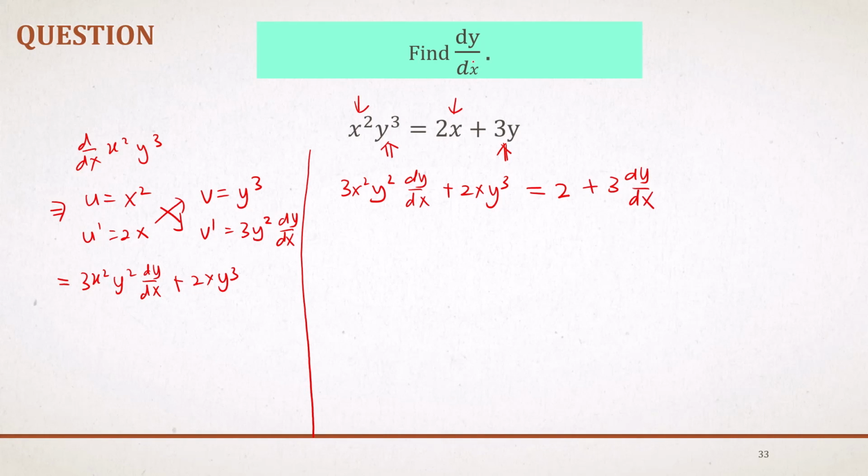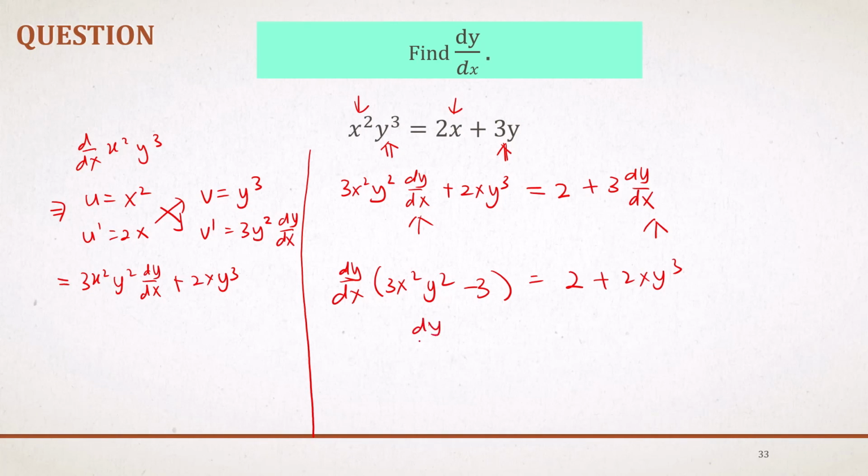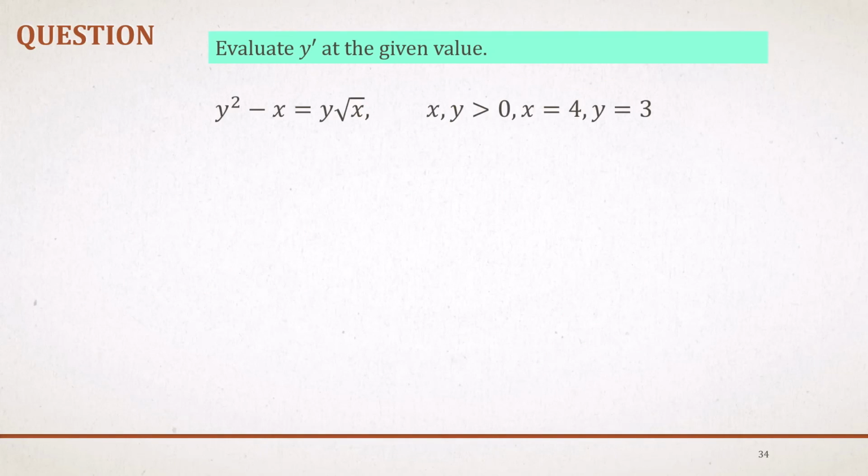Because the question is asking for dy/dx, I need to collect them back. Okay, so I bring it to the left hand side. So I have my dy/dx times 3x squared y squared minus 3, and the 2 I move here, plus 2xy cubed. And finally, my dy/dx equals 2 minus 2xy cubed over 3x squared y squared minus 3. Done.